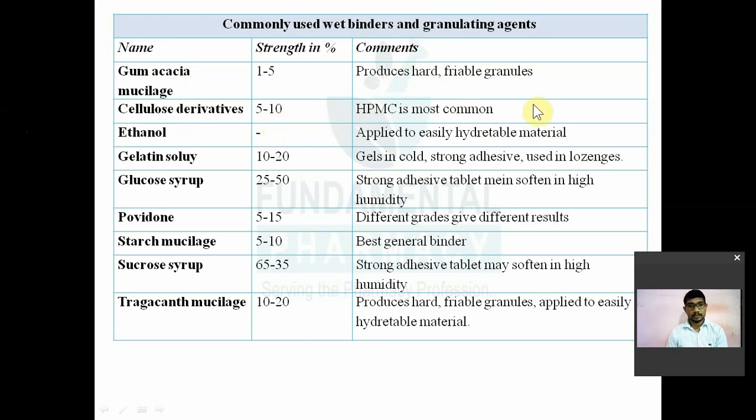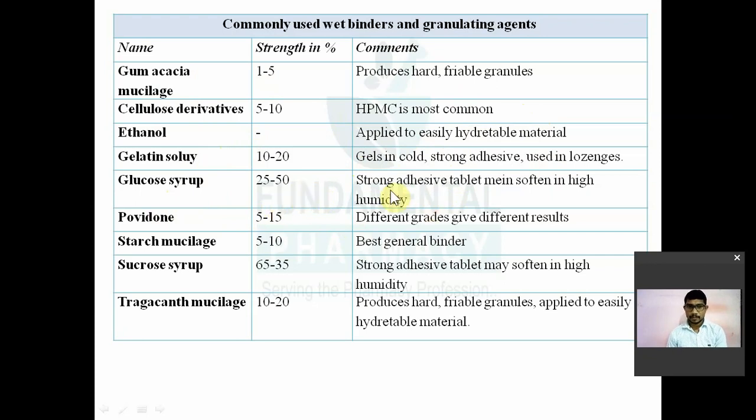It is the most commonly used binding agent in granulation, the cellulose derivative. Sometimes ethanol is also used, when the drug is easily hydratable, if the drug hydrates too much after using water, ethanol is used to replace that water. Then gelatin solution is used at 10 to 20% for gels in the cold, a strong adhesive, and used in lozenges. Glucose syrup is also used at 25 to 50%.